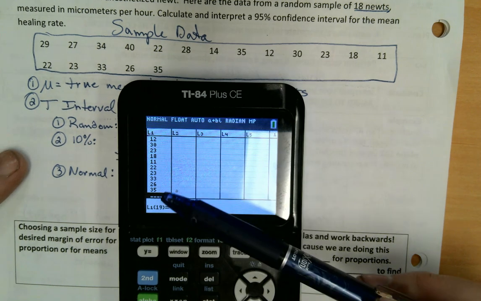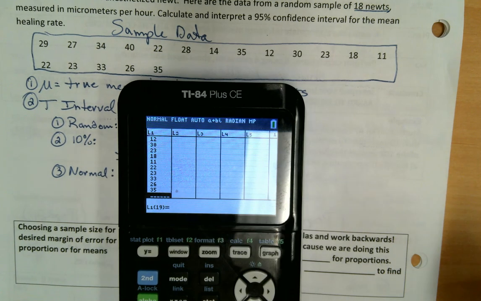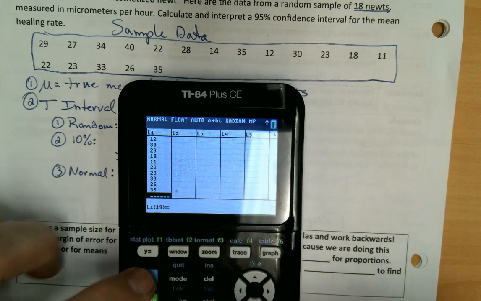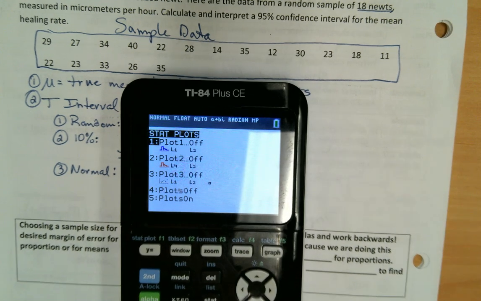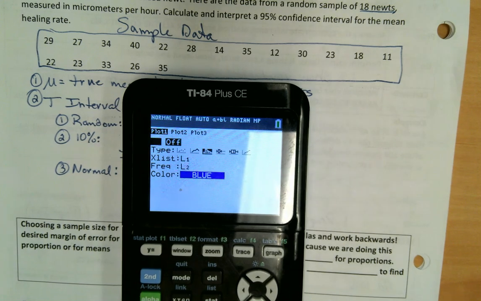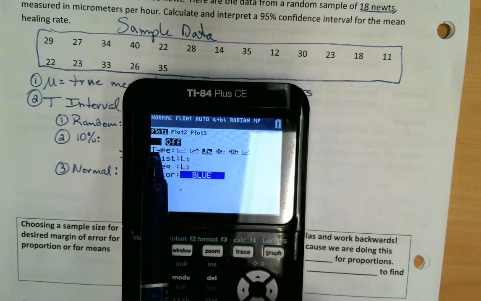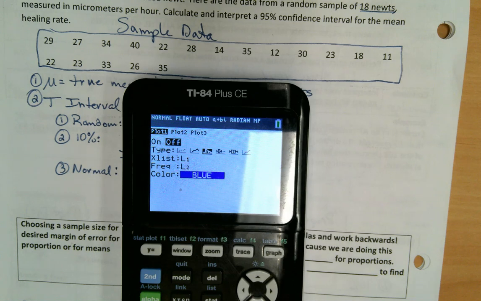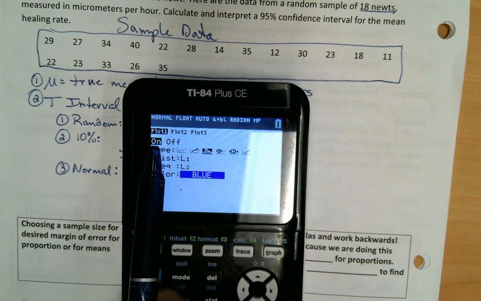All right, so we have our data put into list 1. How do we actually graph data now? Second stat plot is where we get into our graphs to graph data. We're going to plot data. We're going to go into number 1. What type of graph do we want to do? First thing we need to do is make sure we turn it on. So make sure you press enter, and the on is highlighted now for this plot.